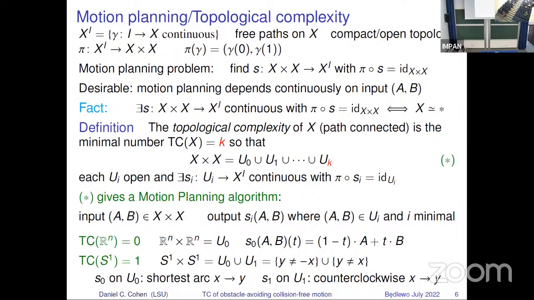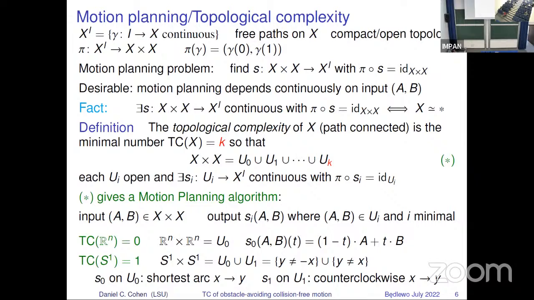So that leads to the following definition. We'll say the topological complexity of a path-connected space X is the smallest number, TC of X, read K, so that you can cover X × X with open sets. And on each open set, you can produce a continuous section of this path space endpoint map π. If you're able to produce such a cover with corresponding sections, you have solved the motion planning problem.